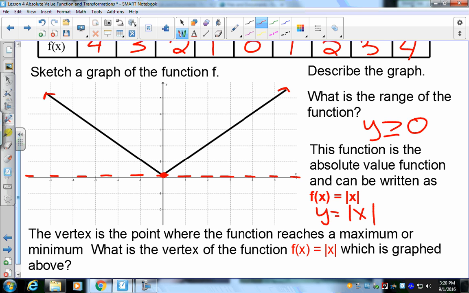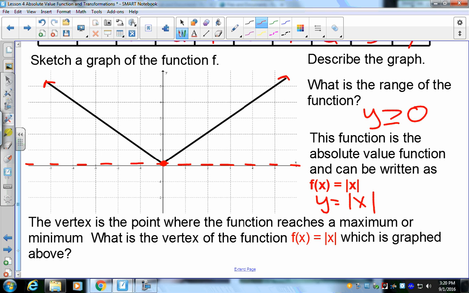The vertex is the point where the function reaches a maximum or a minimum. In this case, it is a minimum, meaning it is the lowest point on the graph. If our absolute value graph flips upside down, which we will look at in a bit, we will have a maximum, the highest point of the graph. So what is the vertex of this one? It's 0, 0, the origin. Later we're going to look at shifting our graph around, so the vertex won't always be at the origin, but in our parent function of plain y equals the absolute value of x, it is.